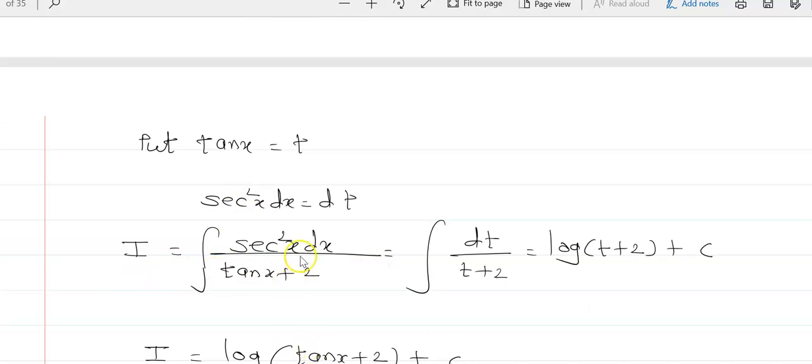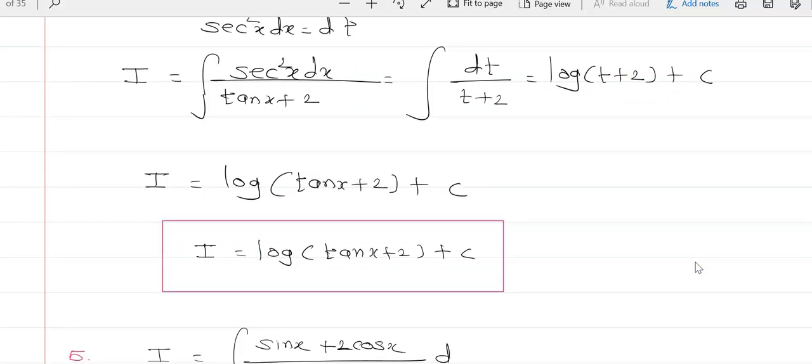Therefore, I is equals to integral sec square x into dx upon tan of x plus 2, that is equals to integral dt upon t plus 2, which is log of t plus 2 plus c. And hence, the answer is I is equals to log of tan of x plus 2 plus c.